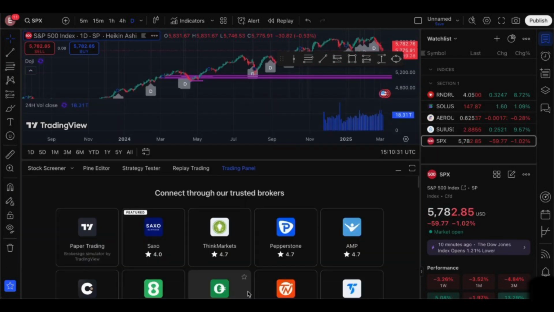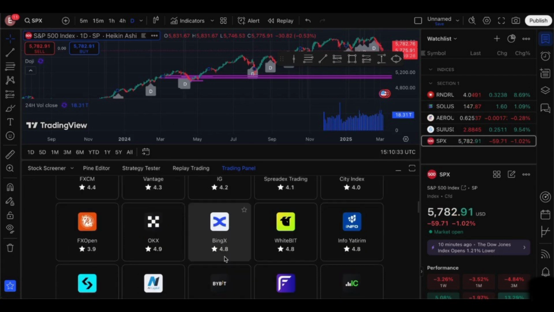But don't worry, Trading 212 now includes TradingView charts directly in the app. Just open the Trading 212 app, go to a stock or crypto, and tap Charts.